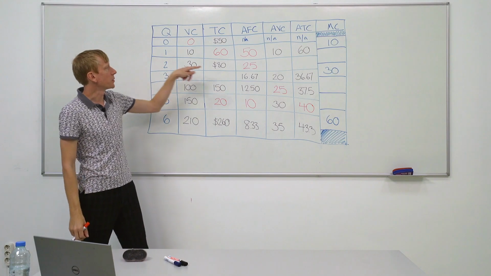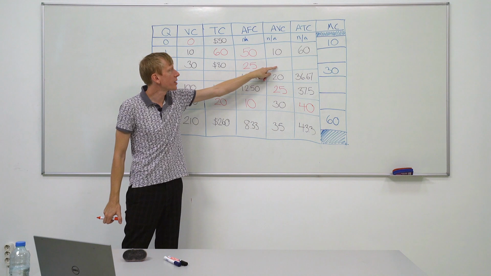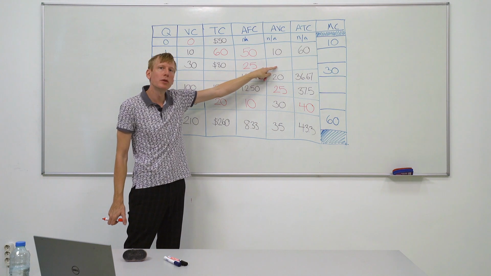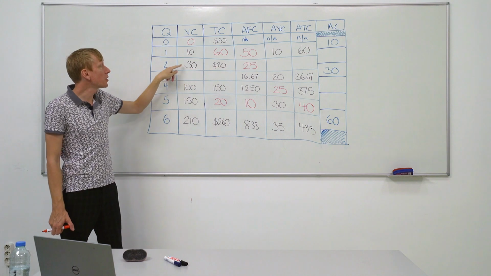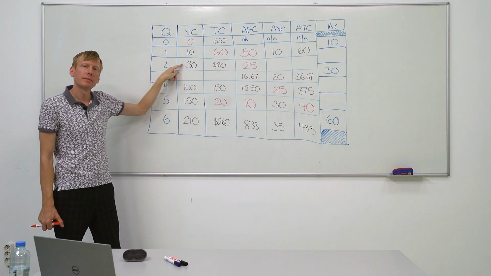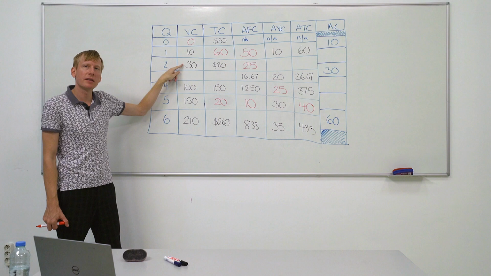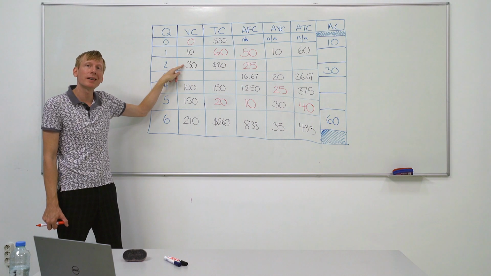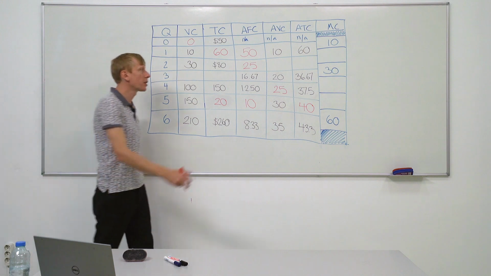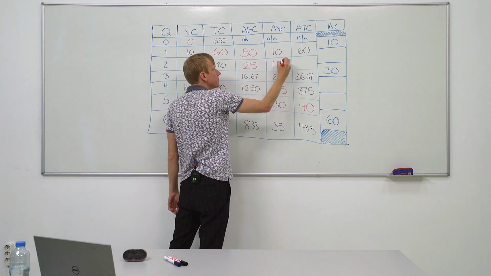That last value here, that average variable cost that we have here with 2 units of output, we can calculate because we know what the variable cost is. We know the variable cost is 30. Average variable cost must be 30 divided by 2. So average variable cost would be 15.